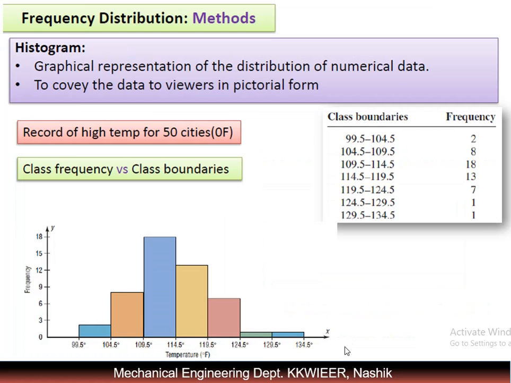Then if you talk about the frequency distribution methods, various methods are involved. First is the histogram. The histogram is nothing but the graphical representation of distribution of numerical data, and it is used to convey the data to the viewers in pictorial form. Take the record of high temperature for 50 cities in degrees Fahrenheit, with class frequency versus class boundaries represented on the x and y axis. So class boundaries and class frequencies represented in graphical form is called a histogram.